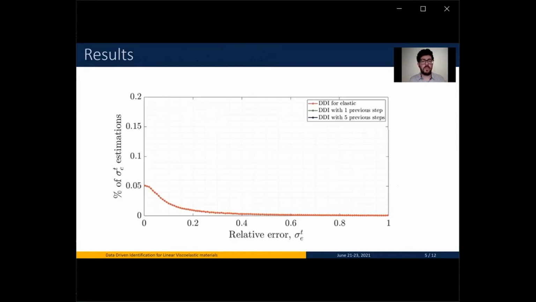In the figure, you can see the results we have obtained. In here, each point in the curve represents the amount of stress estimations that have an error lower than the value represented in the x-axis. By applying the DI for elastic materials in a viscoelastic sample, we obtain good results that improve when we extend our phase space to include past strains. This can be seen because we have now steeper curves. If we increase the amount of past steps, we obtain better results, which can be explained by the fact that we are completing the missing information for the computation of stresses.